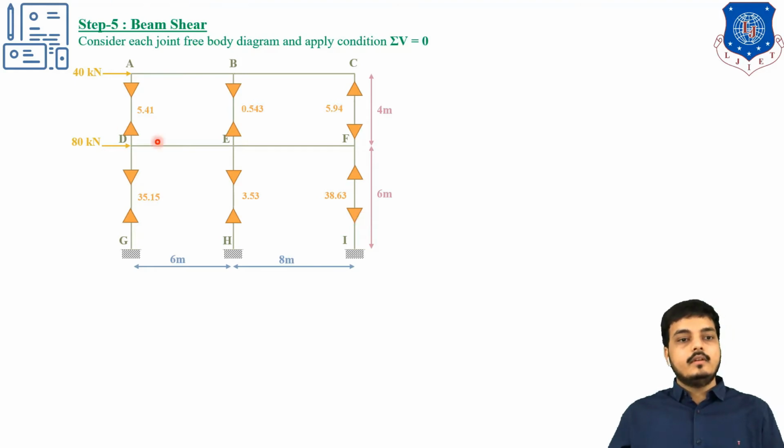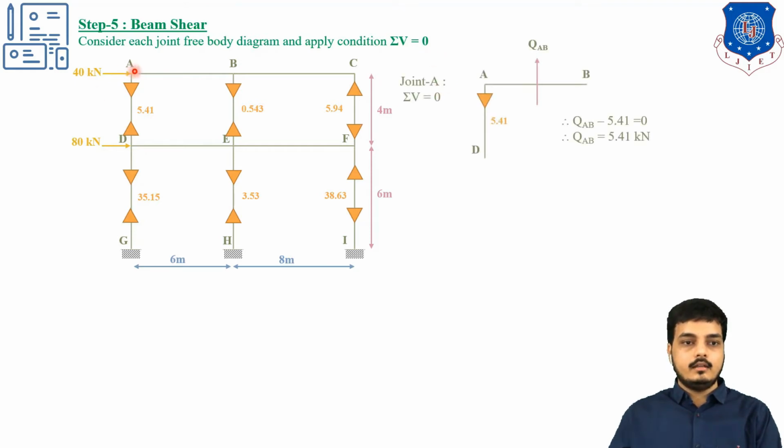Now, with the help of this column axial force, we can find out beam shear, because this will help to find out the shear of the beam. So consider each joint as a free body diagram and apply the condition summation of Fy equals 0. So first of all is joint A. At joint A, I have taken these two members, A to D and A to B. We have to find out beam shear, which is QAB, and I have already earlier found out this column axial force, which is coming out to be 5.41.